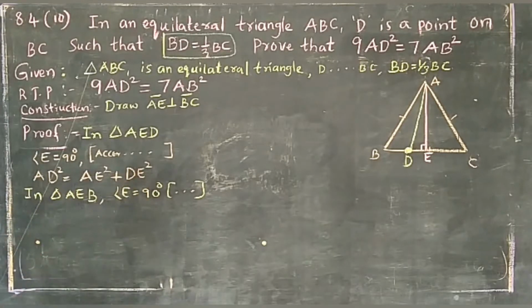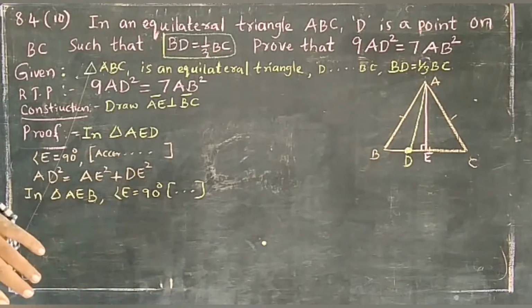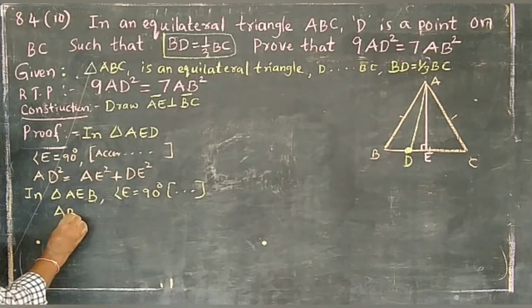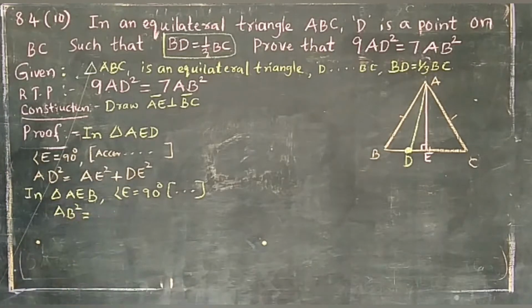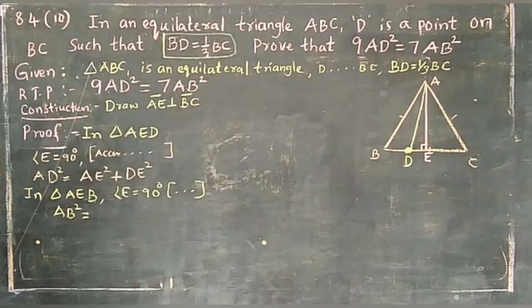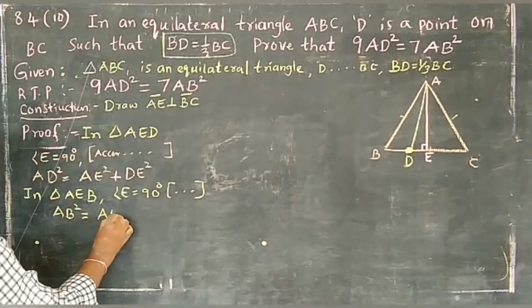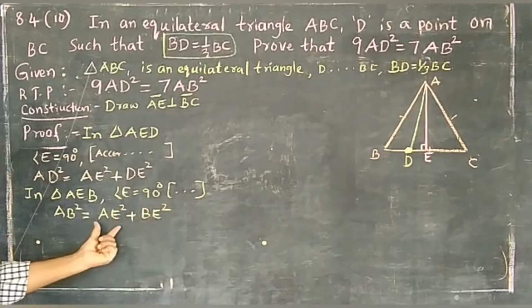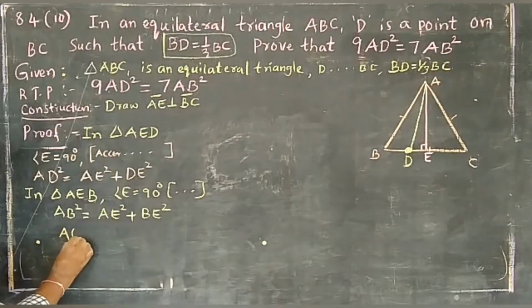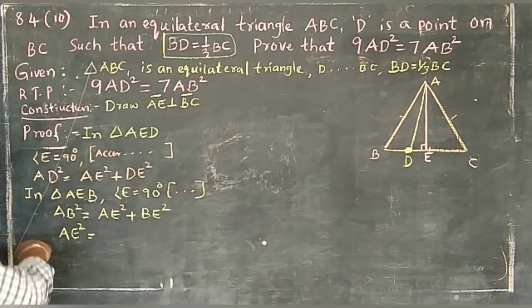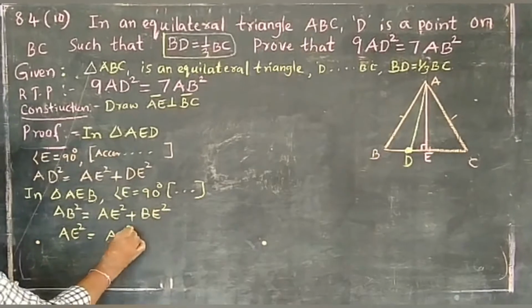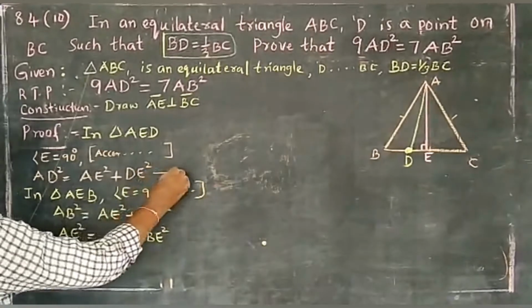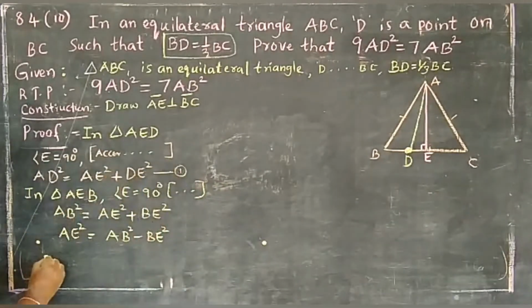According to the Pythagoras theorem, AB square is equal to AE square plus BE square. But we need AE square, so make AE square the subject: AE square is equal to AB square minus BE square. This you substitute in the first equation. Then what do we get now?